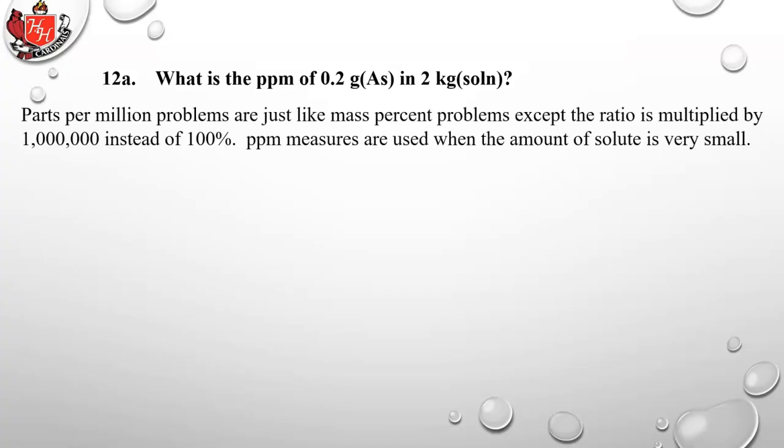Okay, so parts per million problems are just like mass percent problems, except the ratio is multiplied by 1,000,000 instead of 100%. Parts per million measures are used when the amount of solute is very small. Okay, so there's the formula that's on your formula sheet. And notice that you are given 2 kilograms of solution, so you don't have to add the two together.